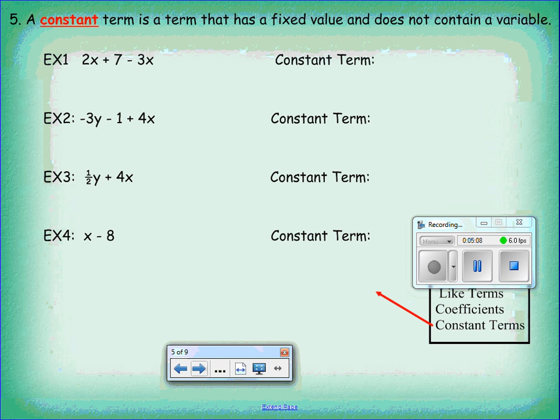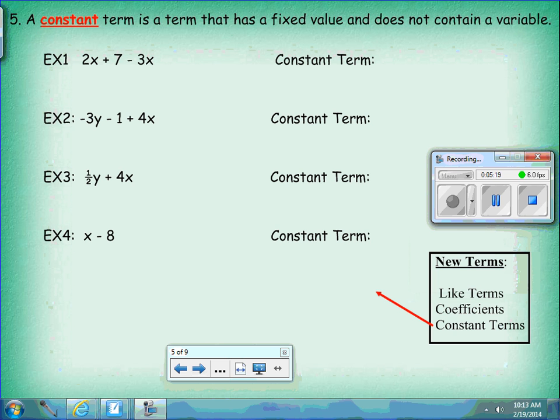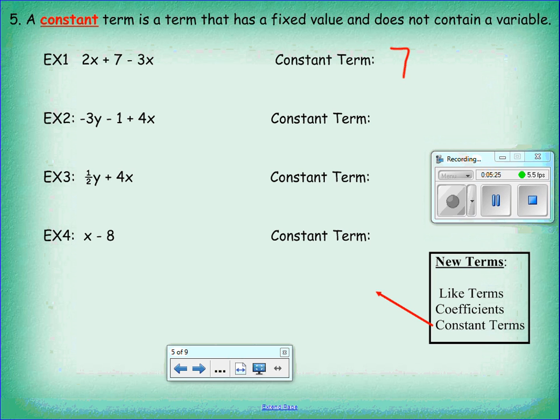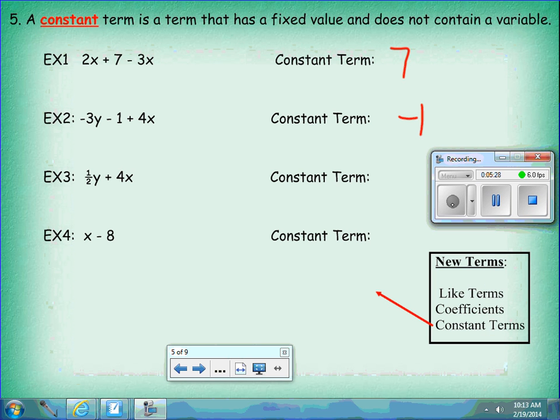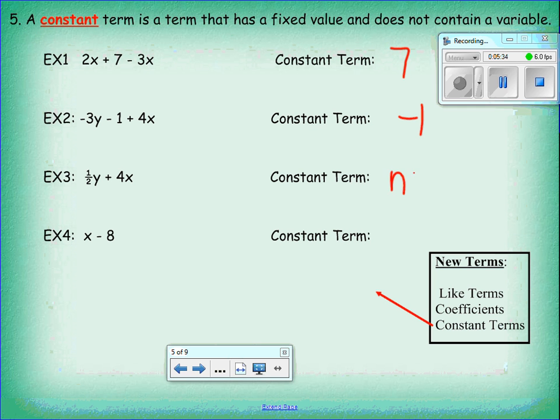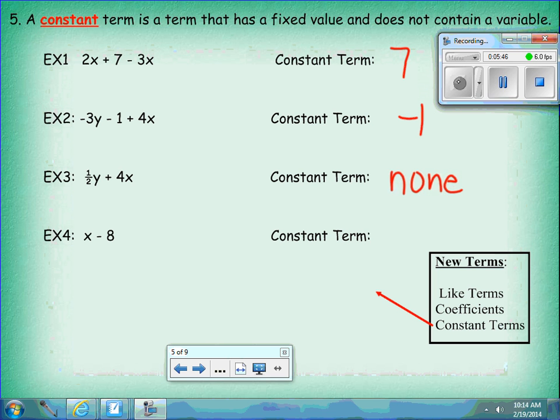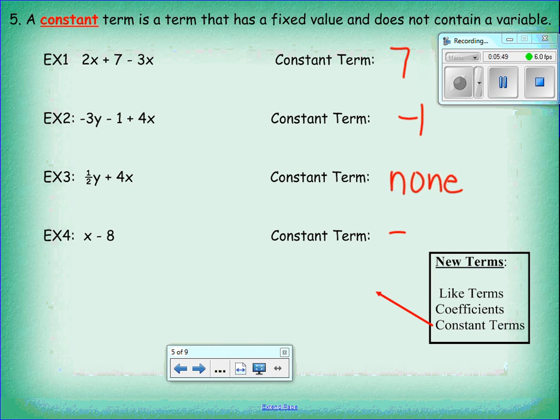Now, our last and final term will be a constant term. A constant term is a term that has a fixed value and does not contain a variable. In example 1, the constant term in that example will be, so the constant term in example 2 will be negative 1. So in example 3, there is not a constant term in example 3. In example 4, the constant term will be negative 8.